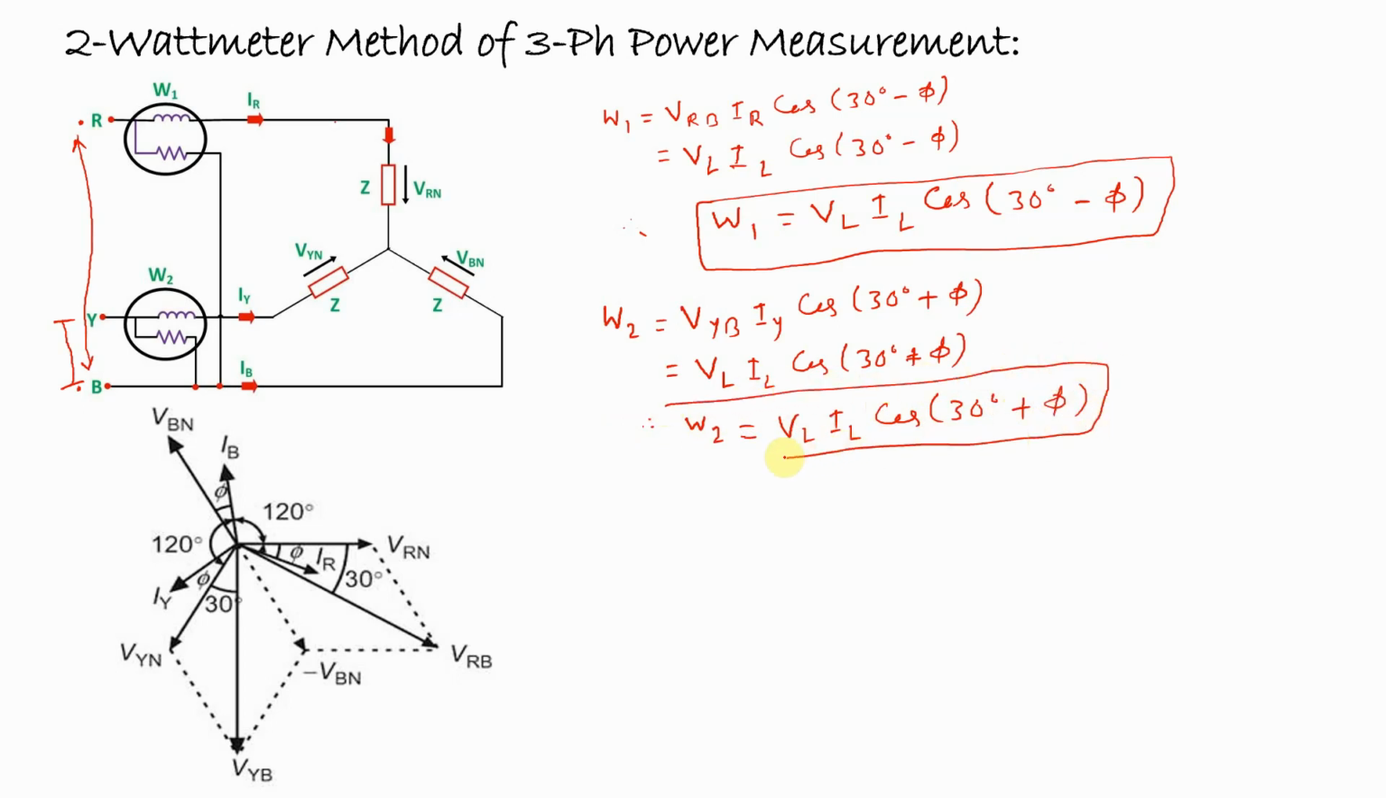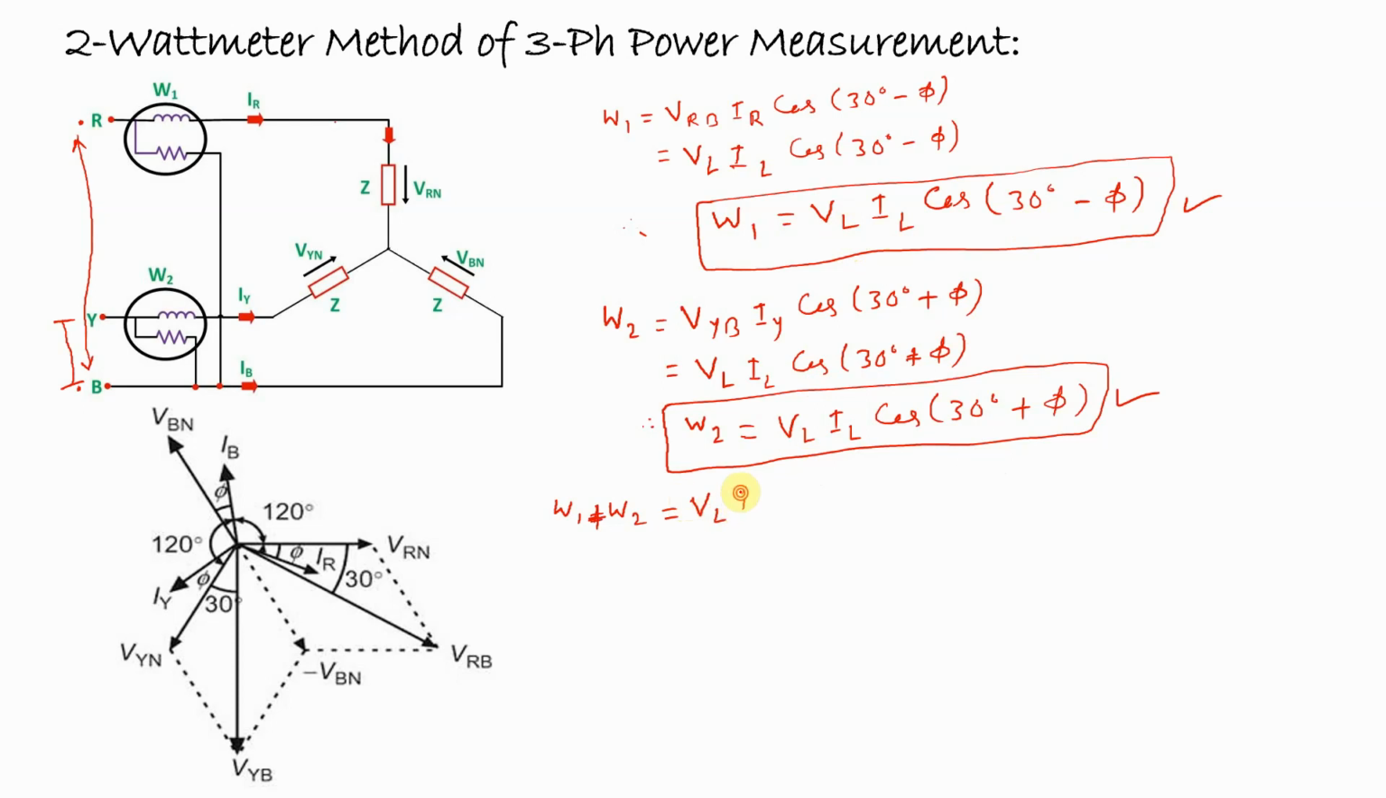Sometimes in numerical questions, we have to find the readings of the two wattmeters, so we can use this formula also. Remember, for a resistive inductive load, the reading of the first wattmeter will always be represented by this relation, and similarly, the reading of the second wattmeter will be represented by this equation. Now, find the value of W1 plus W2. We add the readings of the two wattmeters. So here it is VL IL cos(30 minus phi) plus VL IL cos(30 plus phi).